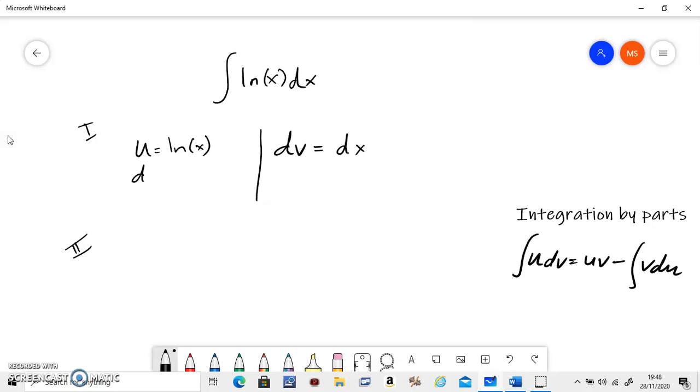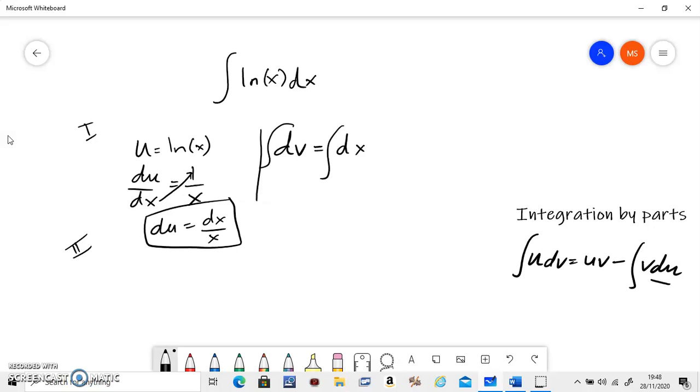So now differentiate this, these are the steps. Just keep following the same steps, 1 over x. And solve for du here. So du, move this up here, do not move this up there, it becomes dx over x. Because we will need du on the right hand side, that's why we solve for du. And integrate this one. So v becomes x, using the list of formulas.